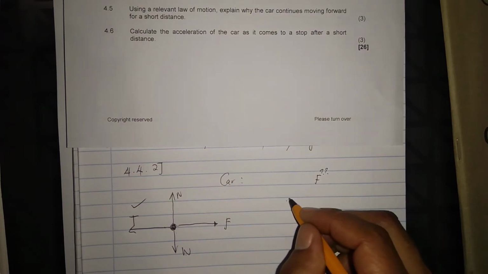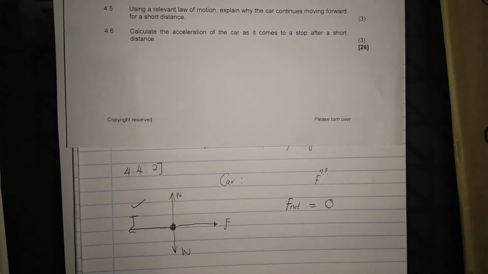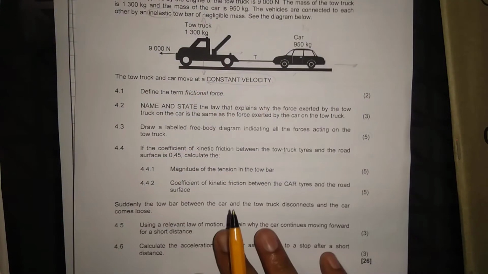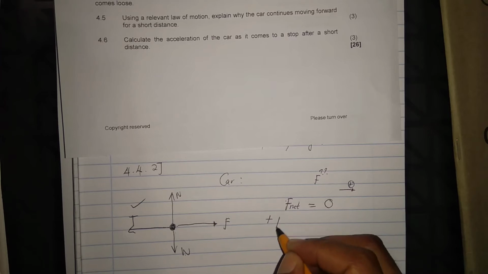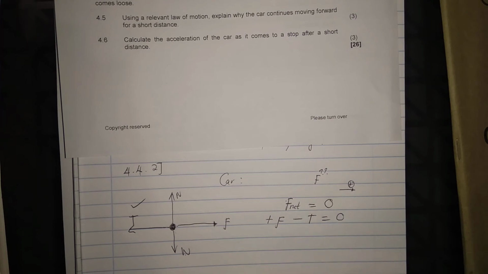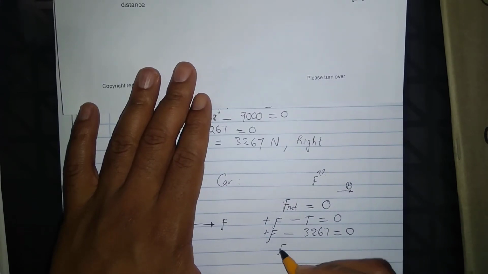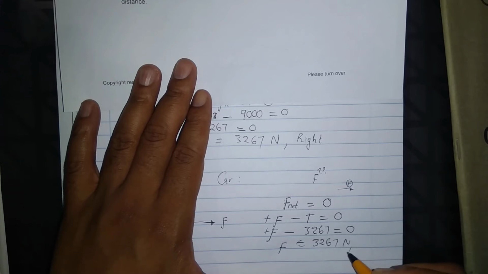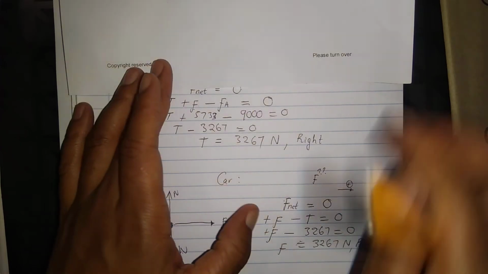So check again. F net in any Newton's law calculation, this is how you start your calculations. If it's second law, F net is equal to ma. Here F net is equal to 0 because we have constant velocity, and it means it's first law. So now to the right as positive: it's plus F minus T equal to 0. I'm looking for the value of F. Plus F minus T, it's 3267 equal to 0. So F is equal to, transposing, 3267 newtons. In which direction? Right, yes, it's right according to the free body diagram.